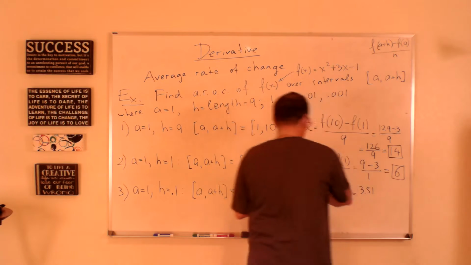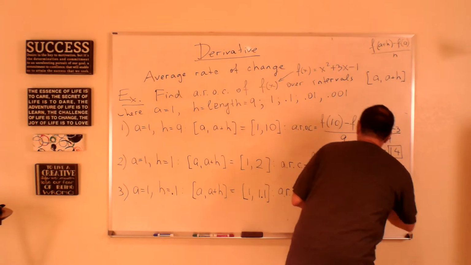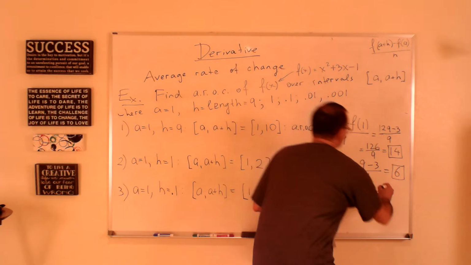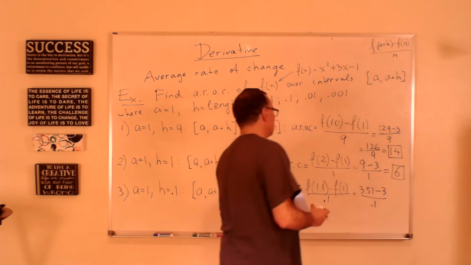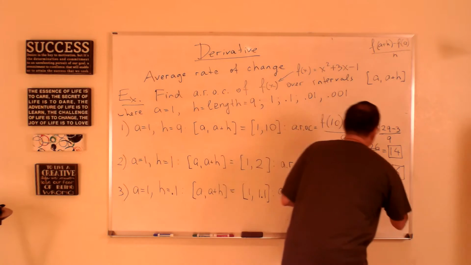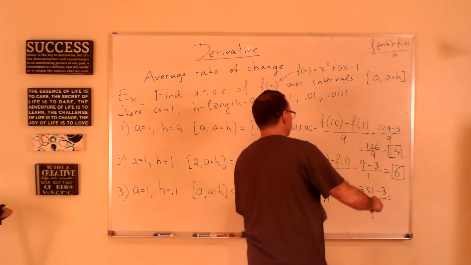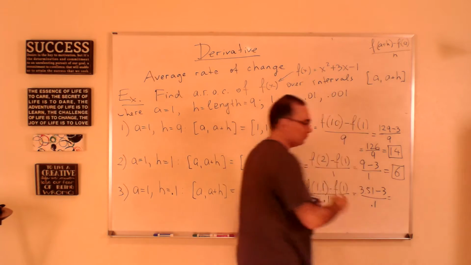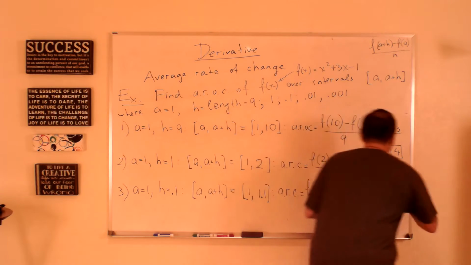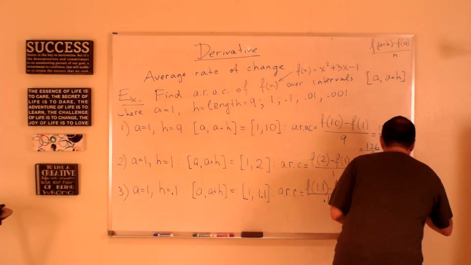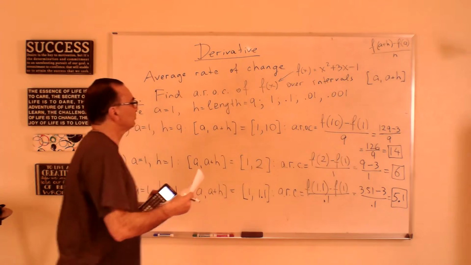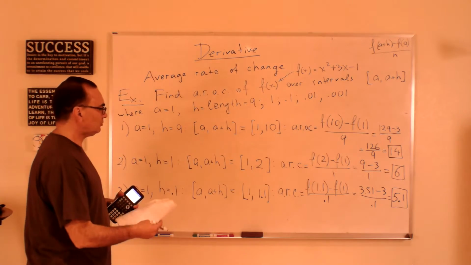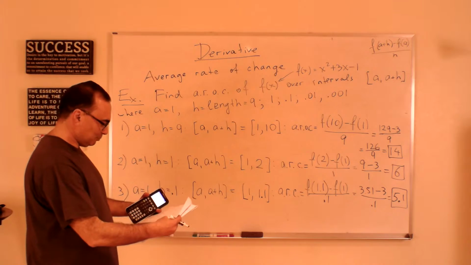3.51. Now I subtract f of 1. F of 1 I already calculated, it's 3, over 0.1. Now 3.51 minus 3 is just 0.51. And 0.51 divided by 0.1 is like multiplying times 10, so we ended up with 5.1. Okay, so 5.1.